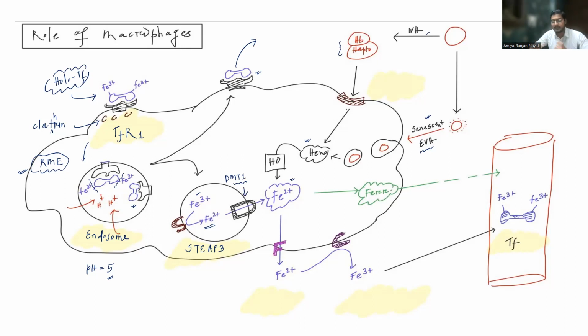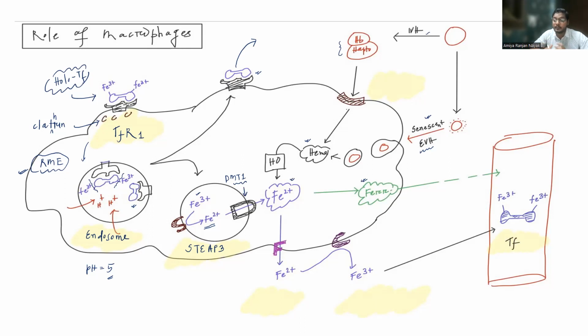Okay, so now the iron is free. Now the iron is available inside the macrophages for various functions. Predominantly, the iron in the macrophages is stored in the form of ferritin. Okay, so predominantly, these macrophages will keep the iron in the form of ferritin.